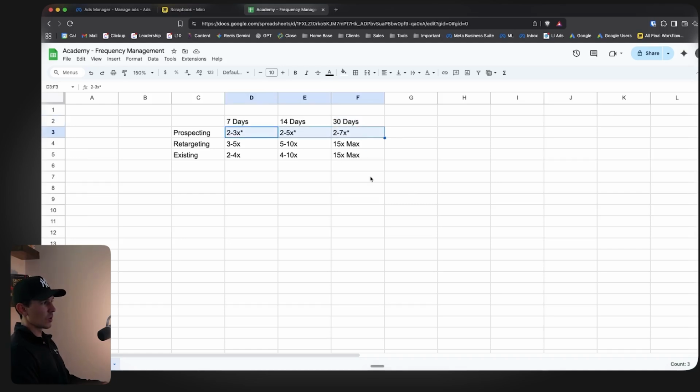You're going to notice this is the only one that doesn't really increase drastically because if you are pure prospecting, your frequency should not scale linearly.